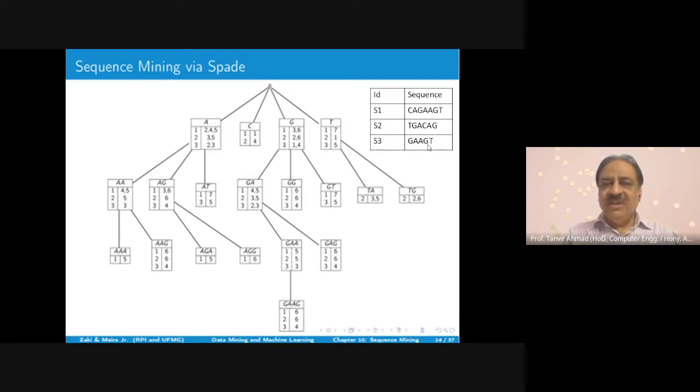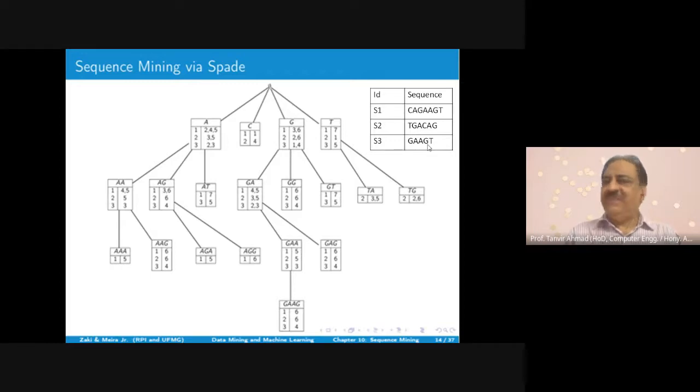Therefore, now what are the frequent items? Starting from the top, it is A, G, T, AA, AG, GA, GG, AAG, GAA, GAG and GAAG, because they have a minimum support equal to 3. And all those which are not there will go off. How many of them are developed? 1, 2, 3, 4, 5, 6, 7, 8, 9, 10 and 11. There are 11 frequent sequences.